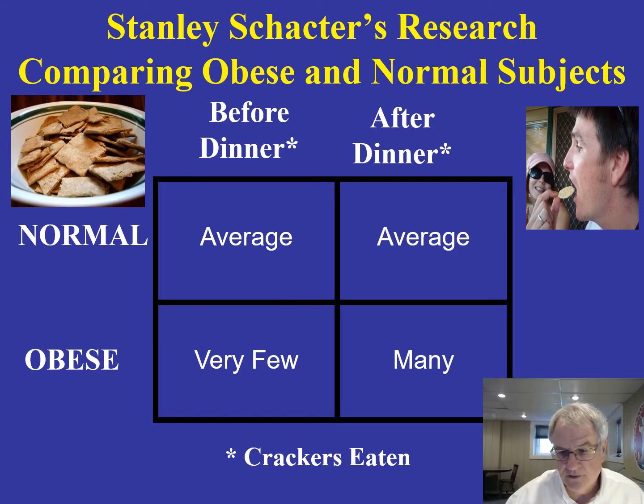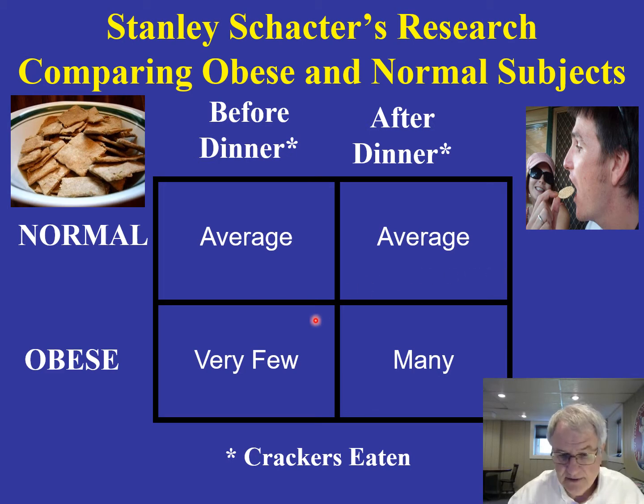So again, this is called a 2x2 experiment. Again, normal subjects and obese subjects, and the subjects being told, half of them, that it's before their normal dinner hour, and the other half being told that it's after their normal dinner hour. And they look to see how many crackers the subjects eat. With normal subjects, it didn't matter if they were told that it was before their dinner hour or after their dinner hour. They ate an average number of crackers.